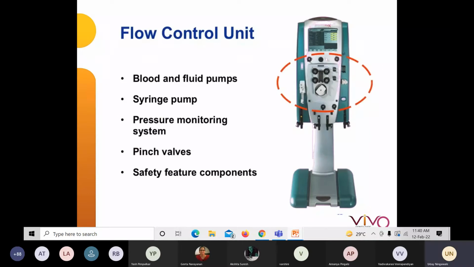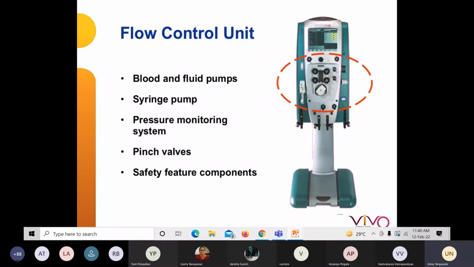Flow control units. Flow control units contain the blood and fluid pumps. You can see the four fluid pumps, and down there the white one is actually the blood pump. There is a syringe pump for the heparin infusion.